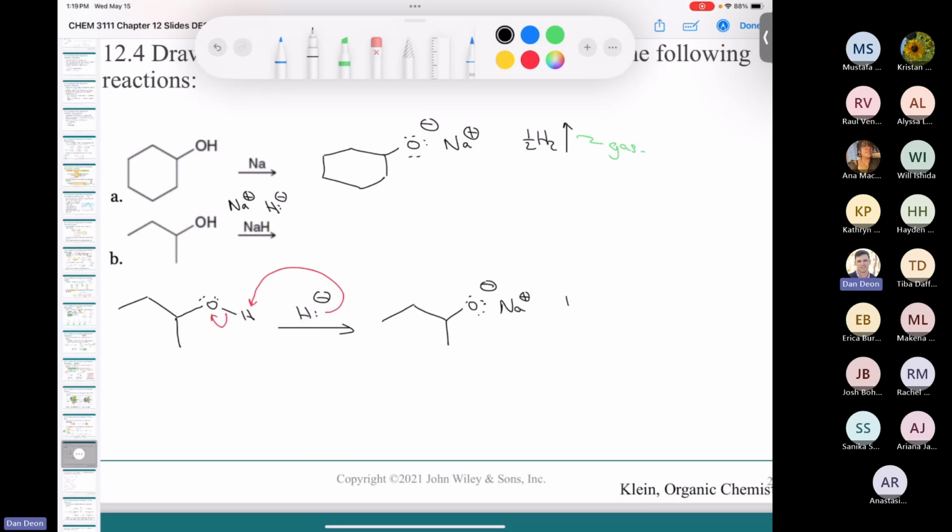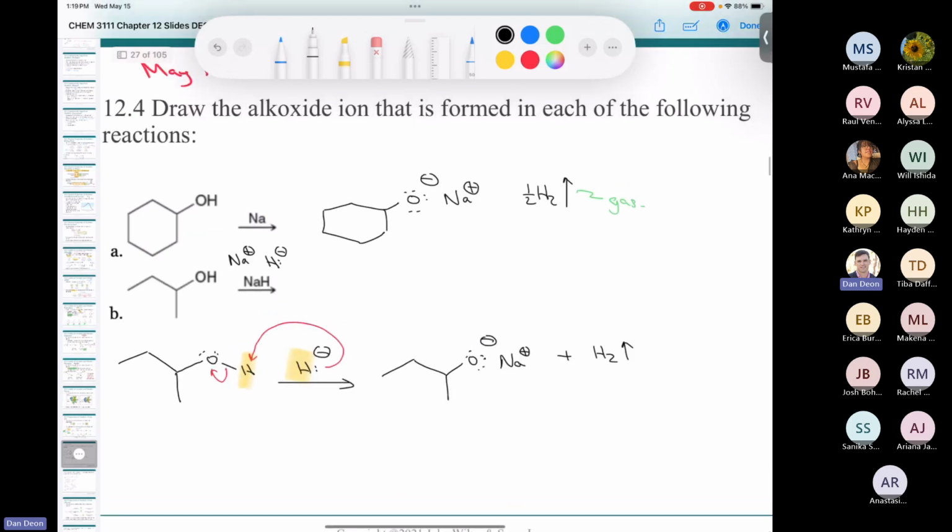But in this case, how many moles of hydrogen gas am I going to form? Well, in this case, it's not going to be a half a mole. It's going to be 1 mole, right? Because I've got 1 hydrogen plus 1 hydrogen, and so I end up with H2, okay? And I can just put an arrow going up like that. Everybody give me a thumbs up if you're with me on those reactions. Everybody with me on those two?